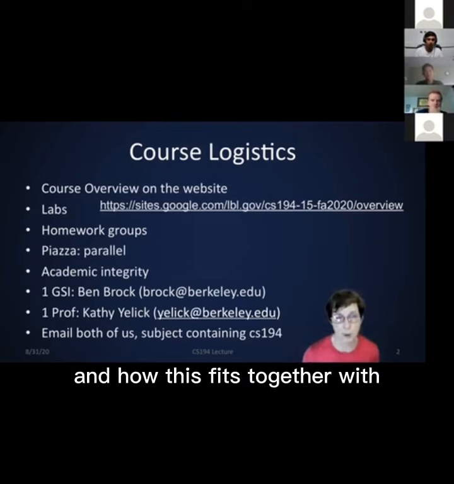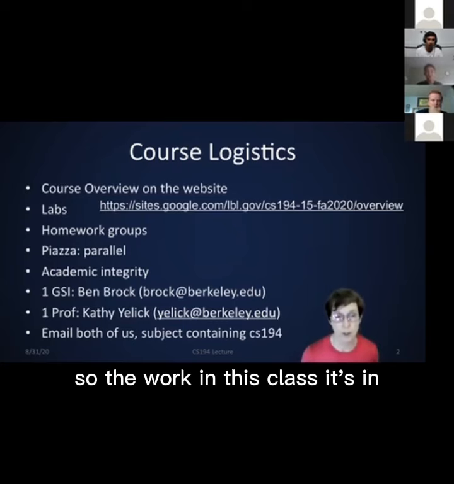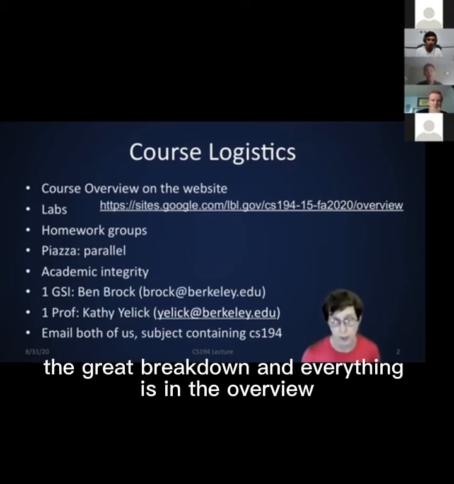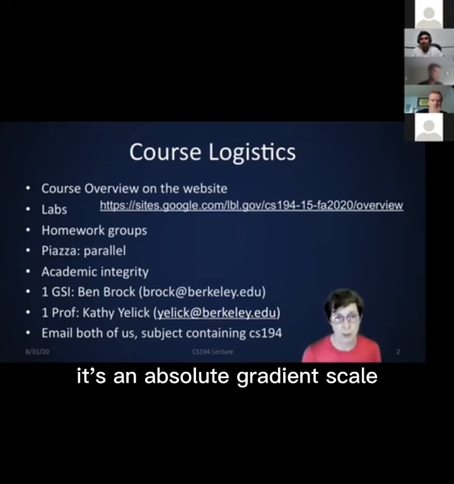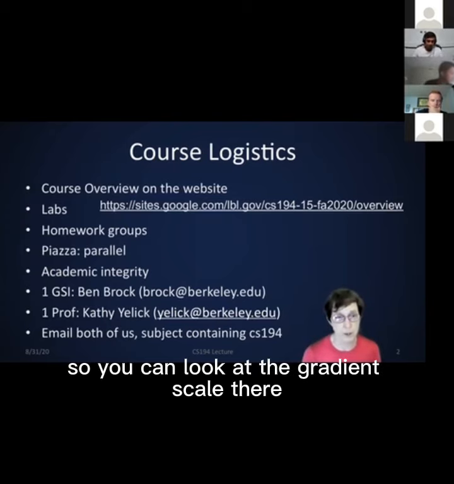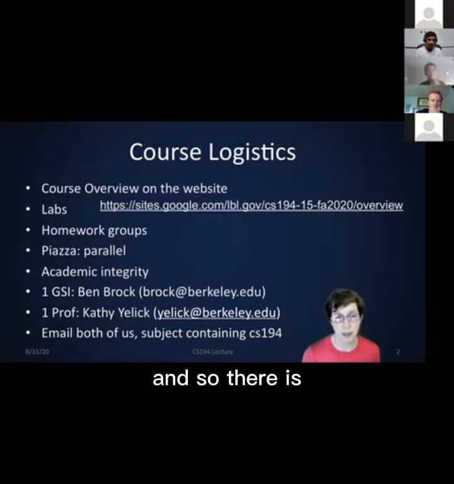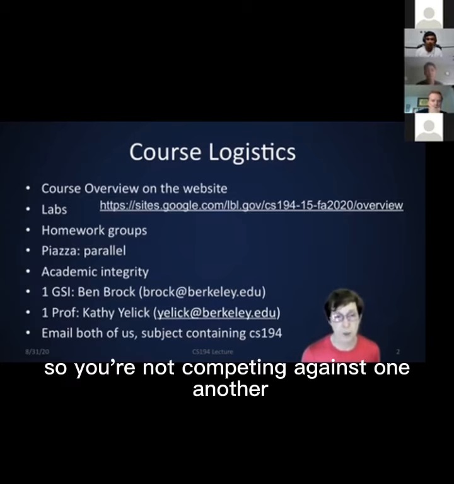I did want to say a little bit more about these homework groups and how this fits together with turning in your own work. So the work in this class, and the grade breakdown and everything, is in the overview. The course is not going to be graded on a curve. It's an absolute grading scale, so you can look at the grading scale there. So you're not competing against one another.